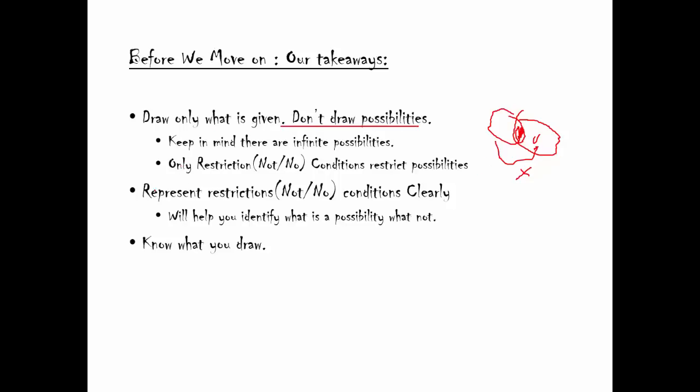Keep in mind there are infinite possibilities, only restriction conditions restrict possibilities. In this particular diagram, we have a cross statement, so there has to be some portion of A which is not part of B. Represent restrictions carefully. This is very important, guys. You'll understand why when we move ahead with trickier problems which come in various competitive exams. In competitive examinations, you'll rarely get very simple statements. You will get questions involving possibilities, at least, either-or. So know what you draw. If there is no cross statement, there is this possibility: it could be a whole overlap, A equal to B. So know what you draw. Let's move ahead.